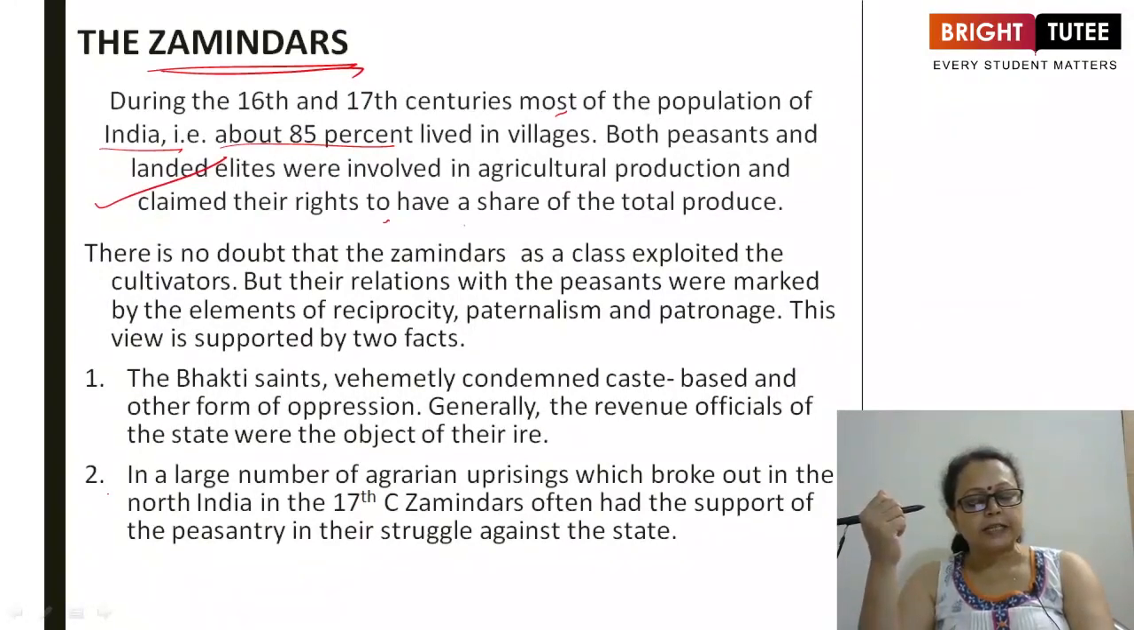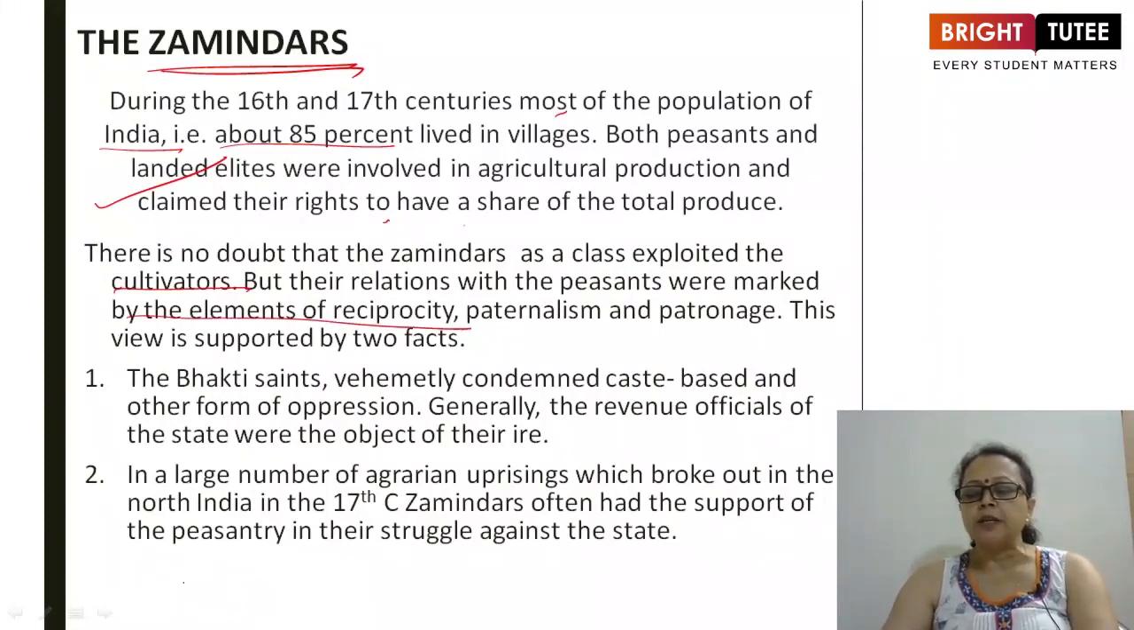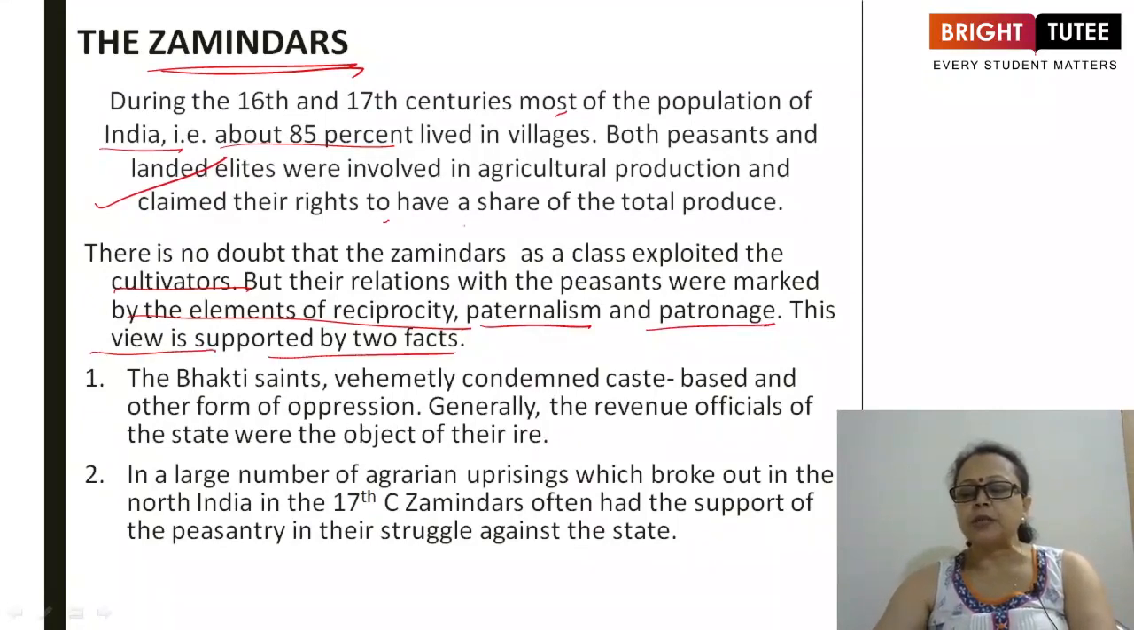Then it says that there is no doubt that the zamindari as a class exploited the cultivators. Without any fail, we can say that they were exploiting the cultivators. But their relations with the peasants were marked by elements of reciprocity, that is, paternalism and patronage. This view is supported by two facts.